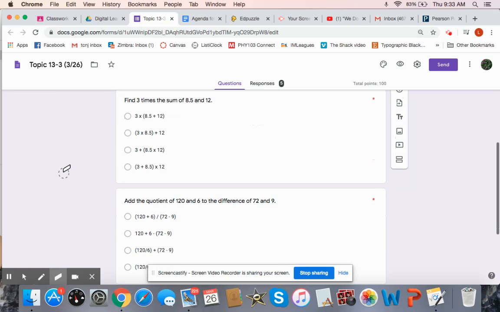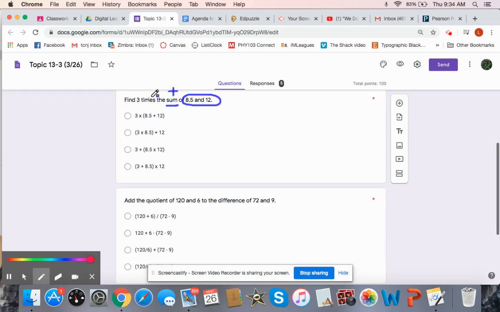Let's look at the second problem. It says, find 3 times the sum of 8.5 and 12. So sum means addition, and then 8.5 and 12. So we're adding 8.5 and 12. And then after we're adding 8.5 and 12, we're multiplying it, because times means multiplication, by 3. So the only one that fits that, adding 8.5 and 12 and multiplying by 3, would be this option right here: 8.5 plus 12 times 3.